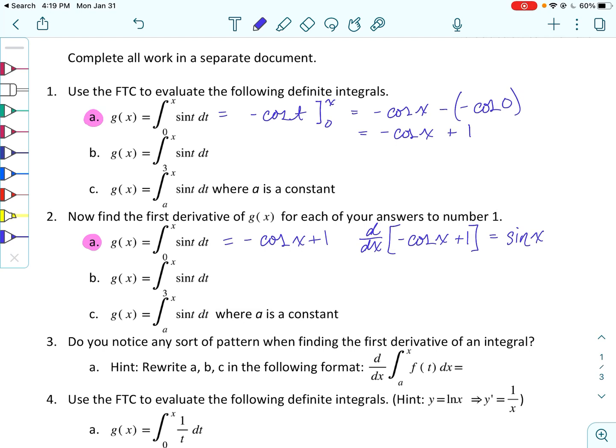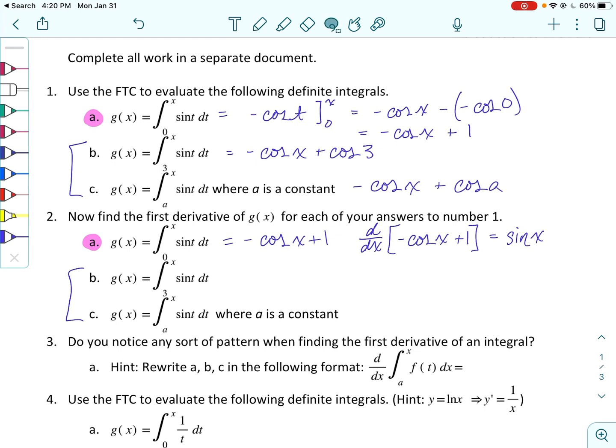Now if I repeat this, I'm going to get something very similar. So you should be able to find a pattern. So for example, here, go ahead, pause, work through B and C for both of these, and then come back to check your work. So for this one, we should be getting negative cos x plus cos 3. For this one, we should be getting negative cos x plus cos a.